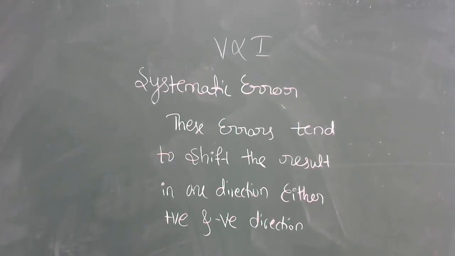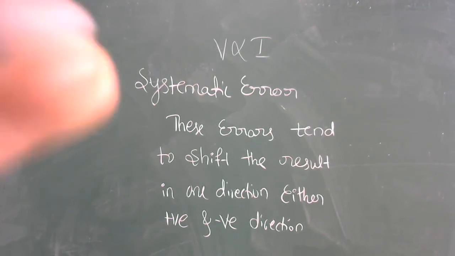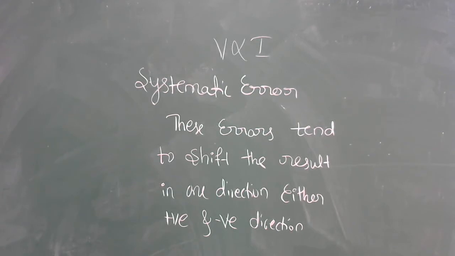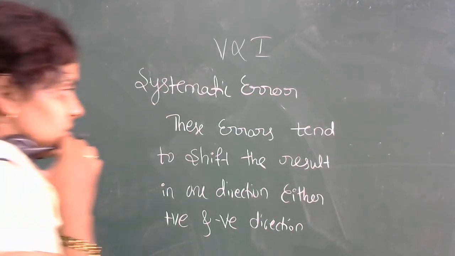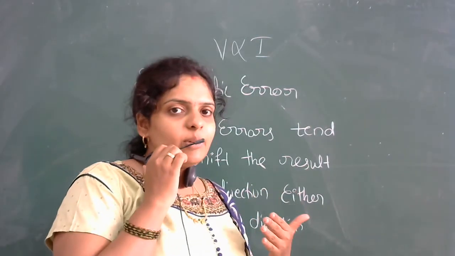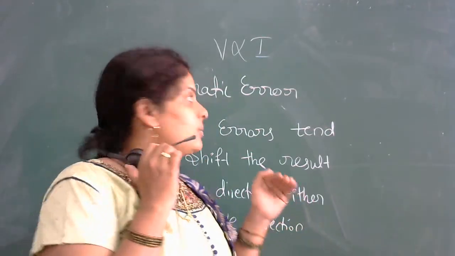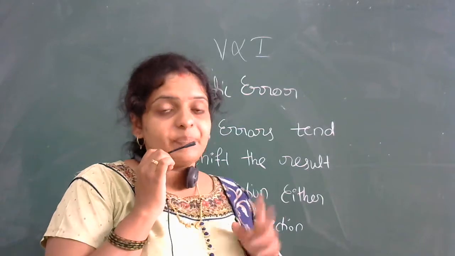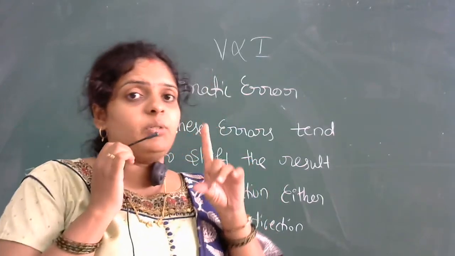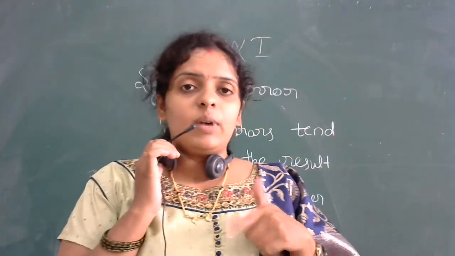Systematic error. So here you can see what you mean by systematic error. These errors tend to shift the result in one direction, either positive or negative direction. It means whatever trials you are doing, if all the trials are in increasing order, then it is known as what? Systematic error.